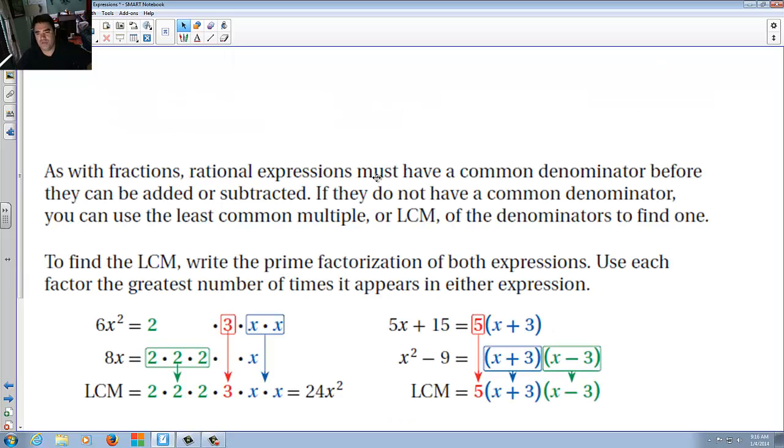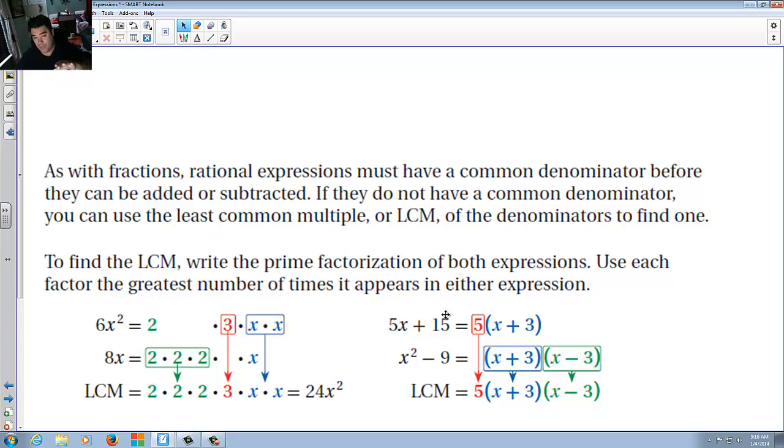As with fractions, rational expressions must have a common denominator before they can be added or subtracted. If they do not have a common denominator, you can use the least common multiple, or LCM, of the denominators to find one. To find the LCM, write the prime factorization of both expressions. Use each factor the greatest number of times it appears in either expression.